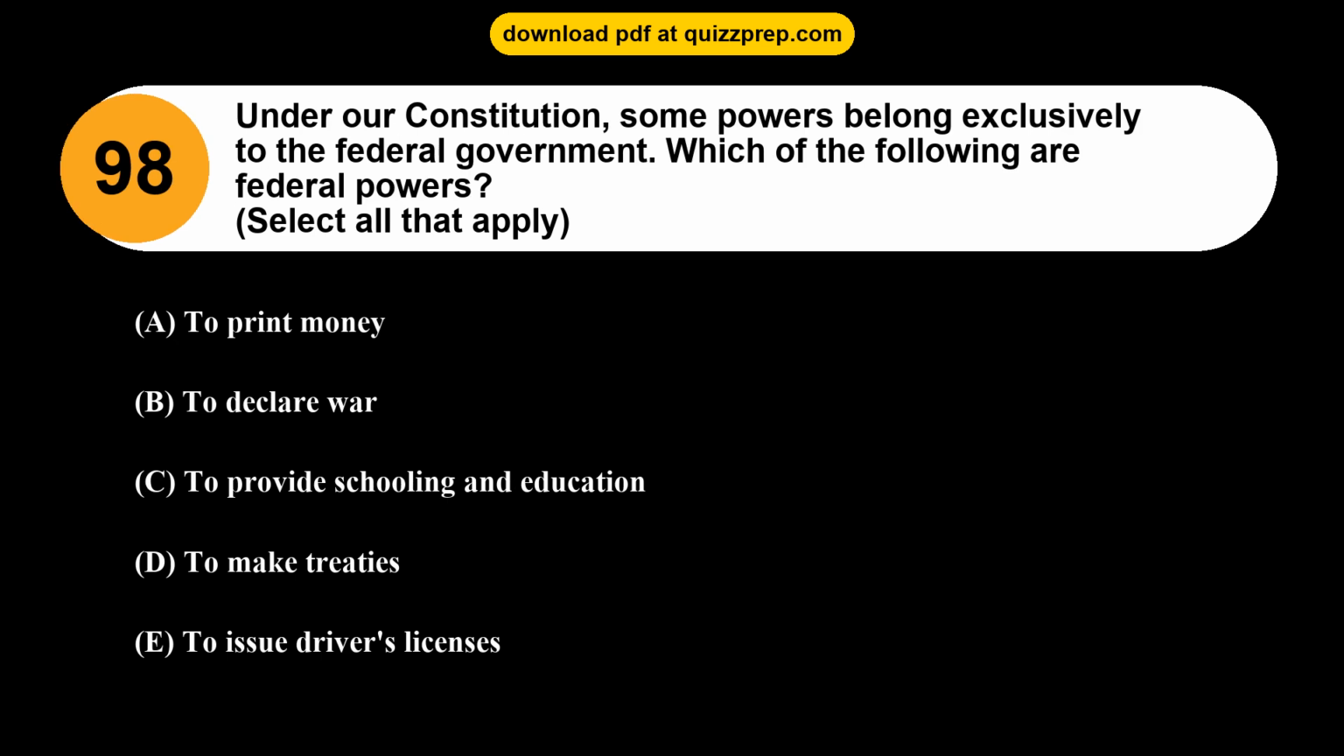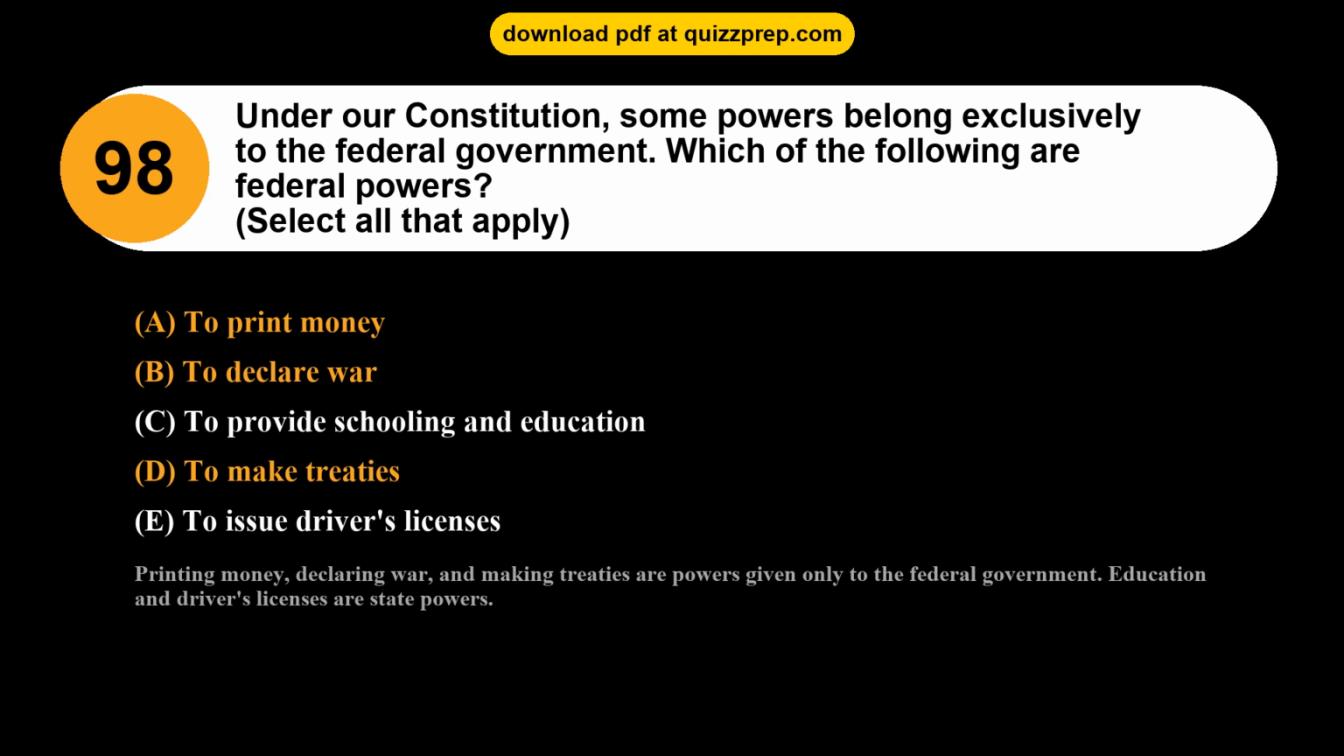Question 98. Under our Constitution, some powers belong exclusively to the federal government. Which of the following are federal powers? Option A, to print money. Option B, to declare war. Option C, to provide schooling and education. Option D, to make treaties. Option E, to issue driver's licenses. The correct answers are options A and B and D. Printing money, declaring war, and making treaties are powers given only to the federal government. Education and driver's licenses are state powers.